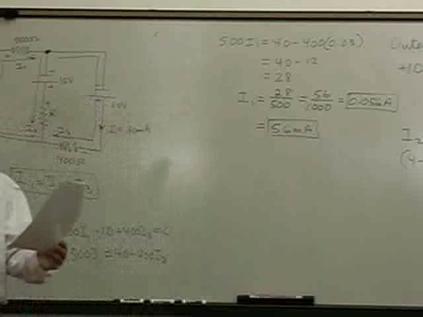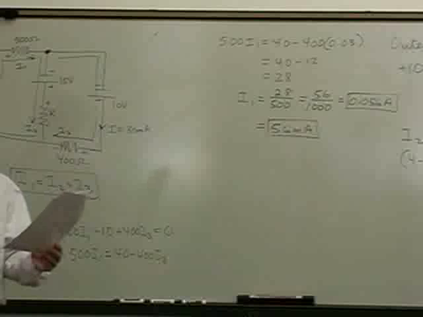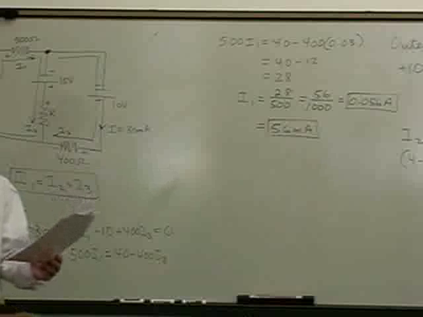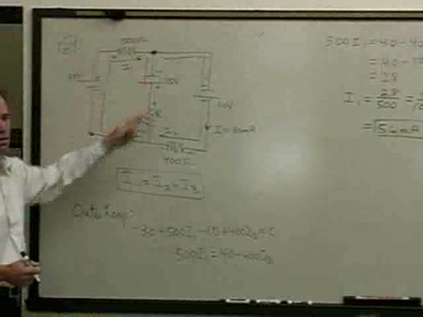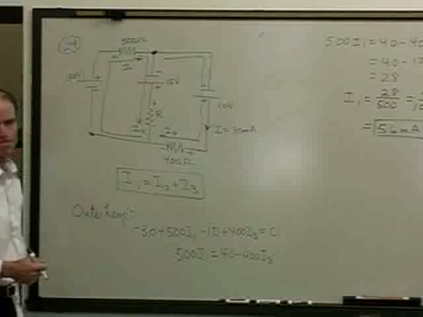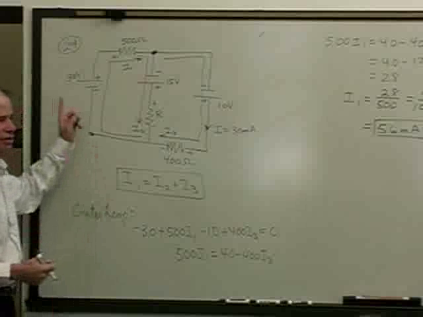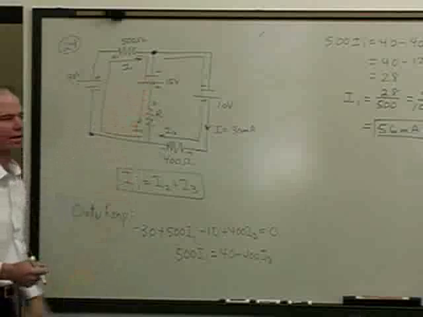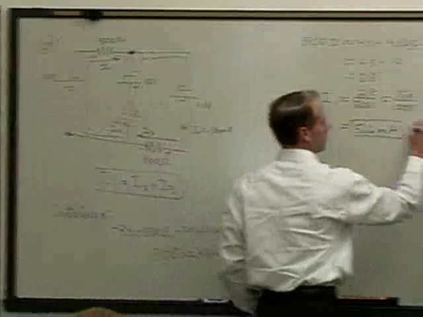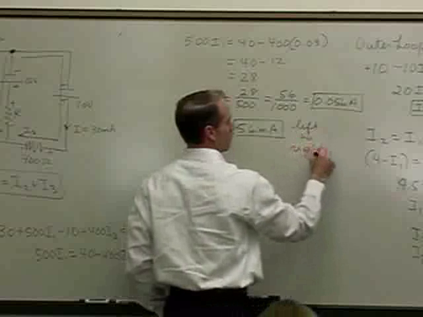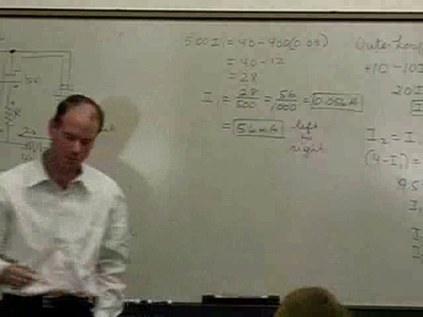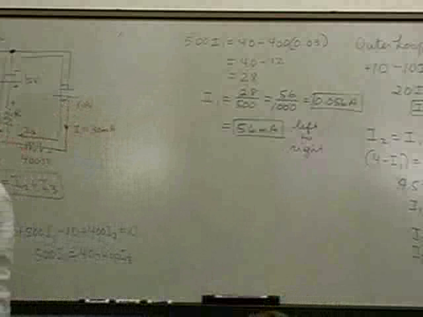So my answer is either A or B. 56 milliamps left to right, or 56 milliamps right to left. But I assumed left to right, and I got a positive answer. That means I assumed correctly. It's moving left to right. That's my answer. That's for A.